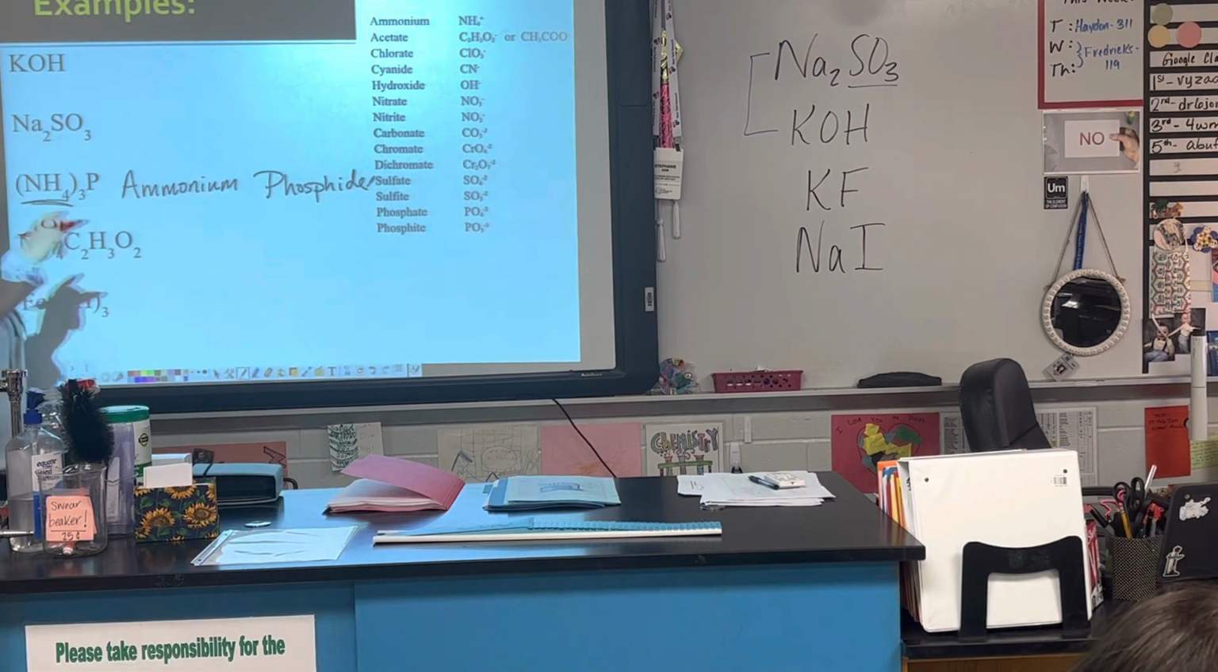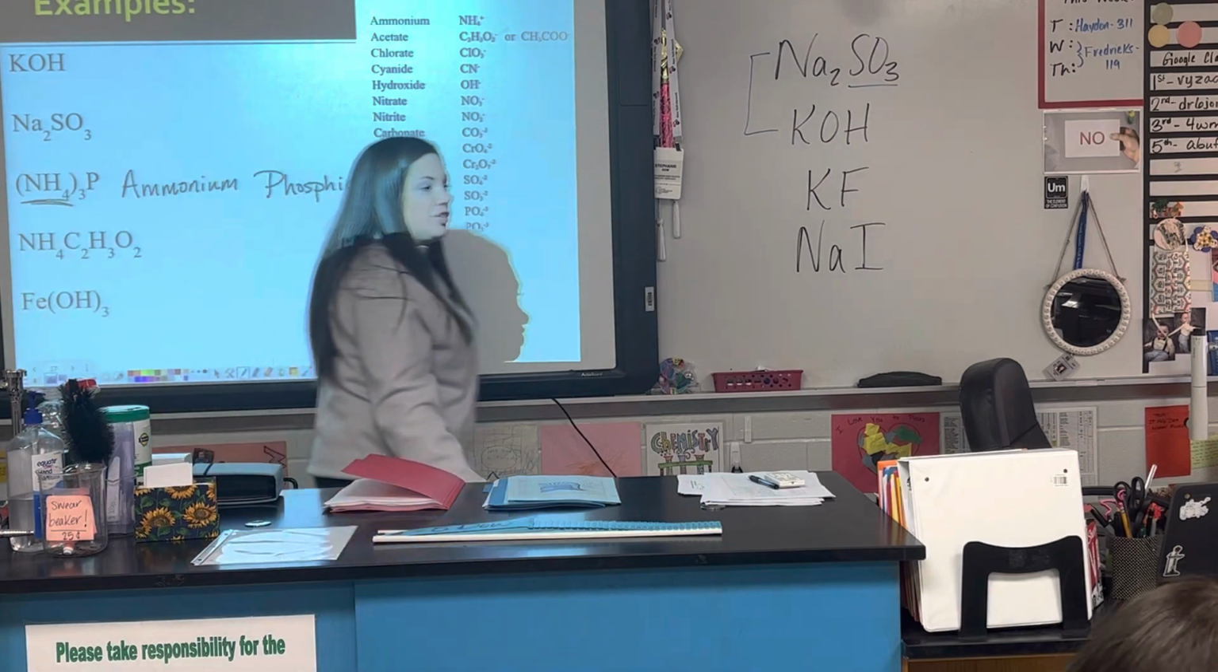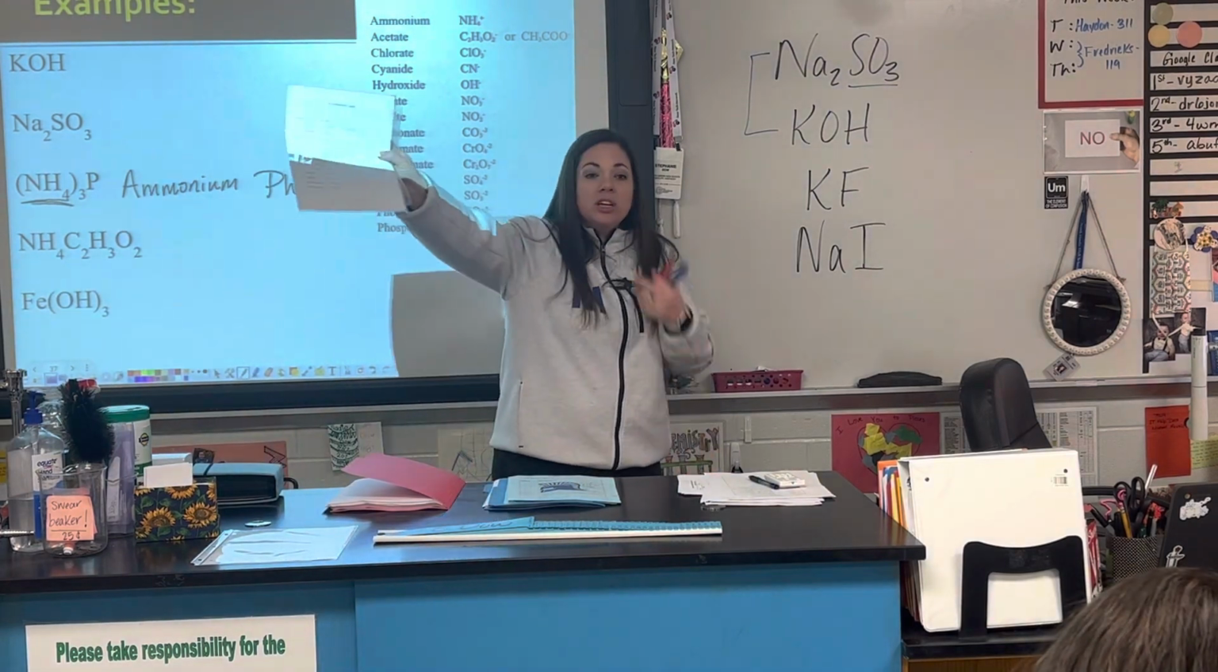So ammonium phosphide. Alright, look at the next one. NH4C2H3O2. And I bet you someone on the test is going to call this nitrogen, hydrogen, carbon, hydrogen oxide. Ammonium. Yeah, there's only ever two names, guys. So if you got lots of elements, you got to turn your periodic table over.